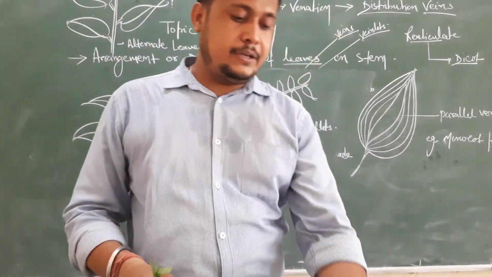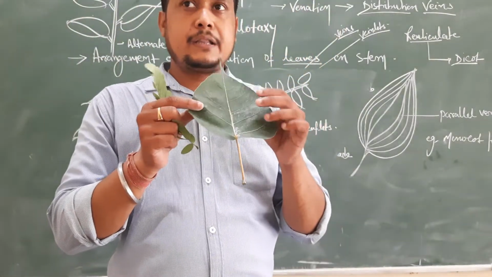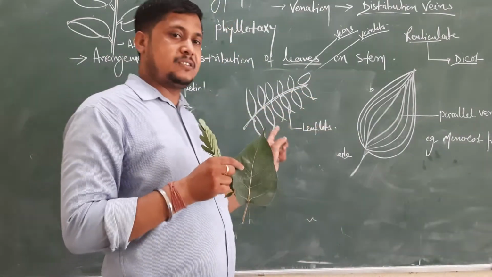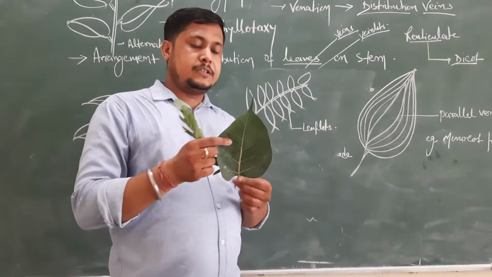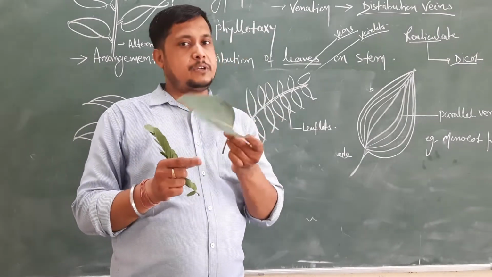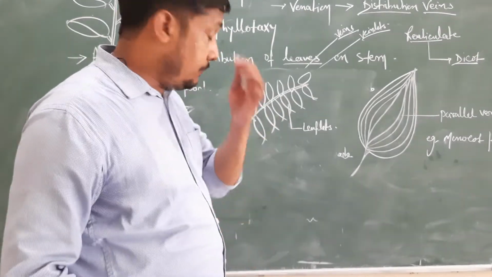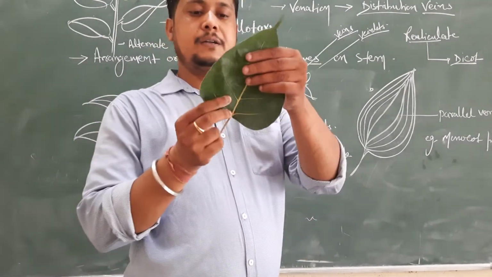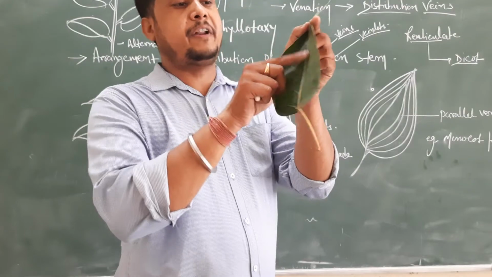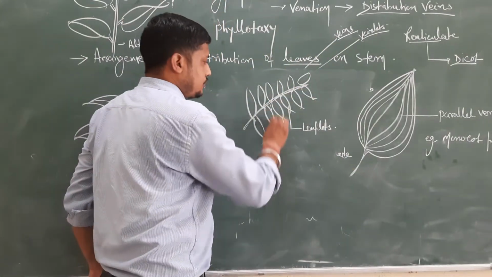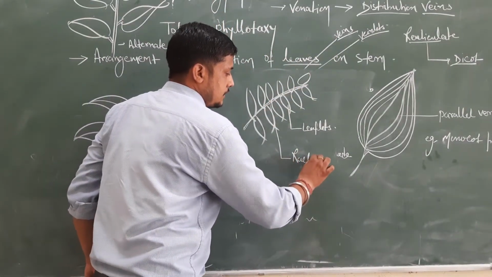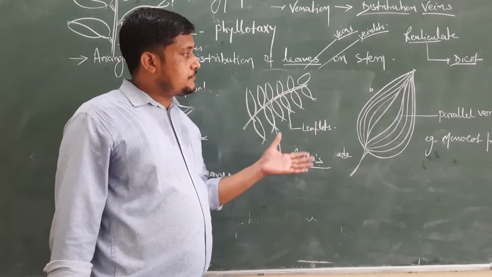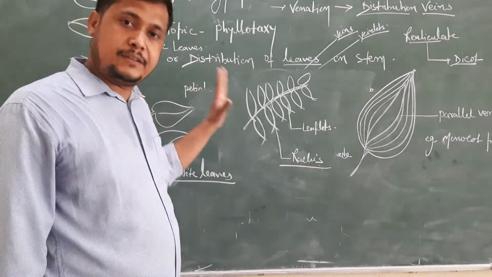Why do we call them leaflets, beta? Because this bigger lamina will be divided into smaller leaflets, so they are called leaflets. They are not leaves. When the big lamina gets divided into small leaflets, we do not call them leaves. That is called leaflets. And this midrib, when it divides into smaller parts, is called the rachis. So these are the different types of leaves. You have to know this as 11th students.